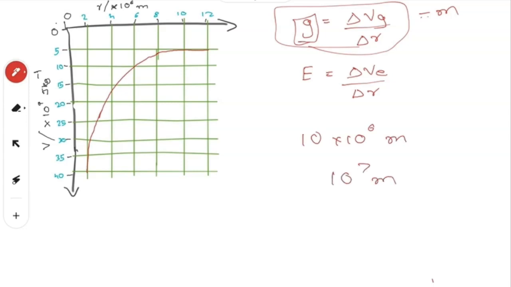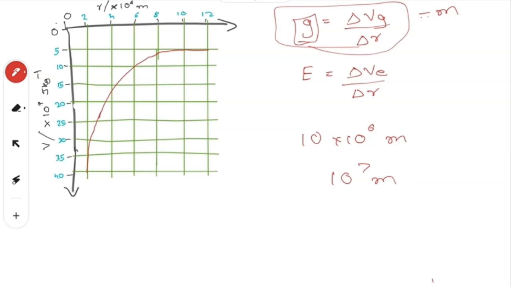Another important thing is to look at the notation here. It's given as r slash 10 to the power 6. What this means is any value that you pick up from the graph has to be multiplied by 10 to the power 6. Now, usually in these graphs, you would get better grid lines than the ones I've drawn. They would be more uniform, and you can use them to figure out when the graph is horizontal or when the graph is vertical.